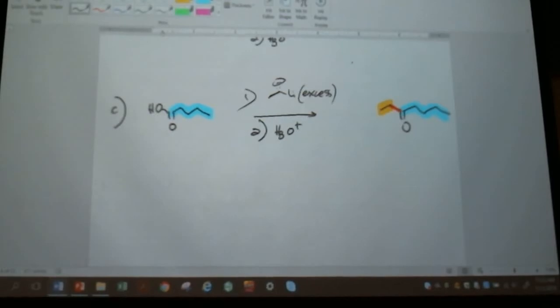But if you were making this, you would make it from ethyl bromide or whatever, put in an excess of lithium, and that's it. But you can purchase this commercially.